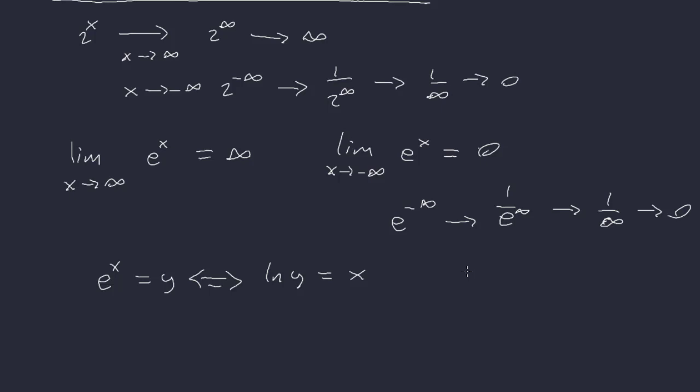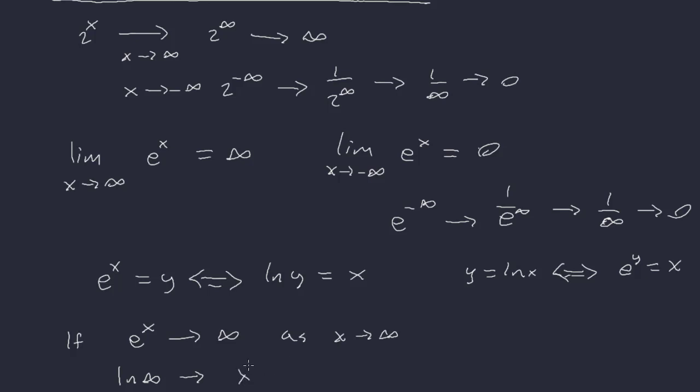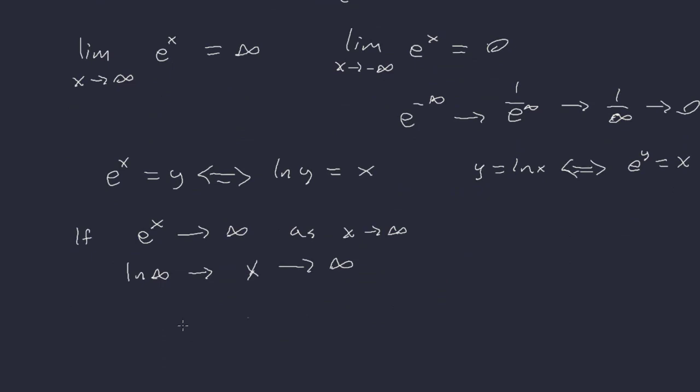Okay, vice versa, if y equals the natural log of x, that's the same thing as saying that e to the y equals x. Okay, so if e to the x goes to infinity as x goes to infinity, you could take the same idea and flip it around, because if e to the x goes to infinity, that means natural log of infinity is x. But x is going to infinity, right? So actually, the limit as x goes to infinity of the natural log of x is infinity.